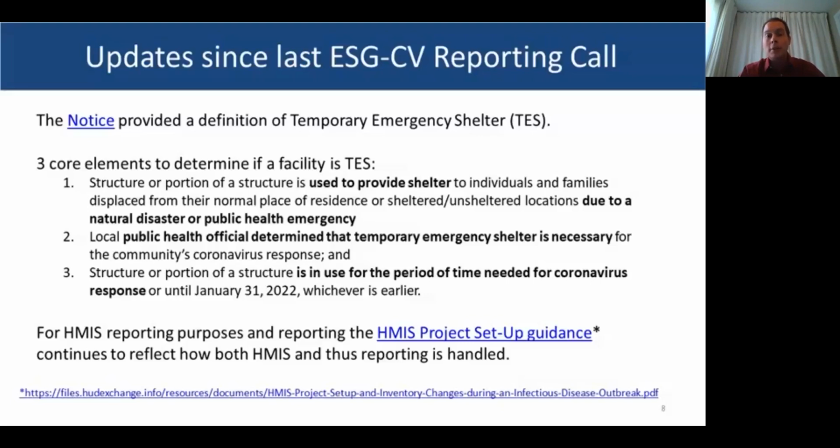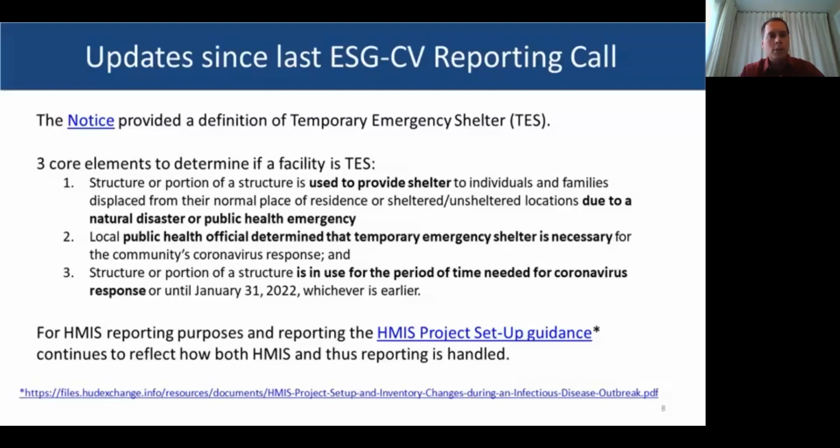So this is why we'll need to jump into a couple fun examples, because we know there's some confusion based on the ESG-CV notice webinar and a couple of things about what you do with hotels, motels, etc. We'll jump into a little bit of that. Just know we do already have HMIS project setup guidance that actually still stands. We put that out early on, and it still is true, and you can still rely on it, and we linked it here. So know that that's true, and that's good, right? That's something we're consistent with all the way through.